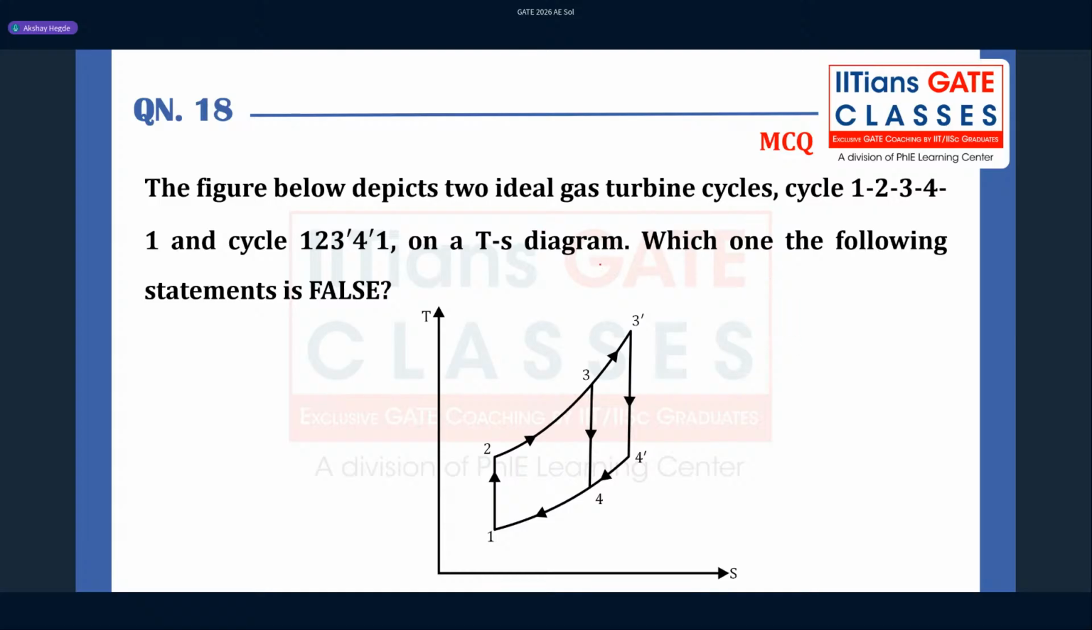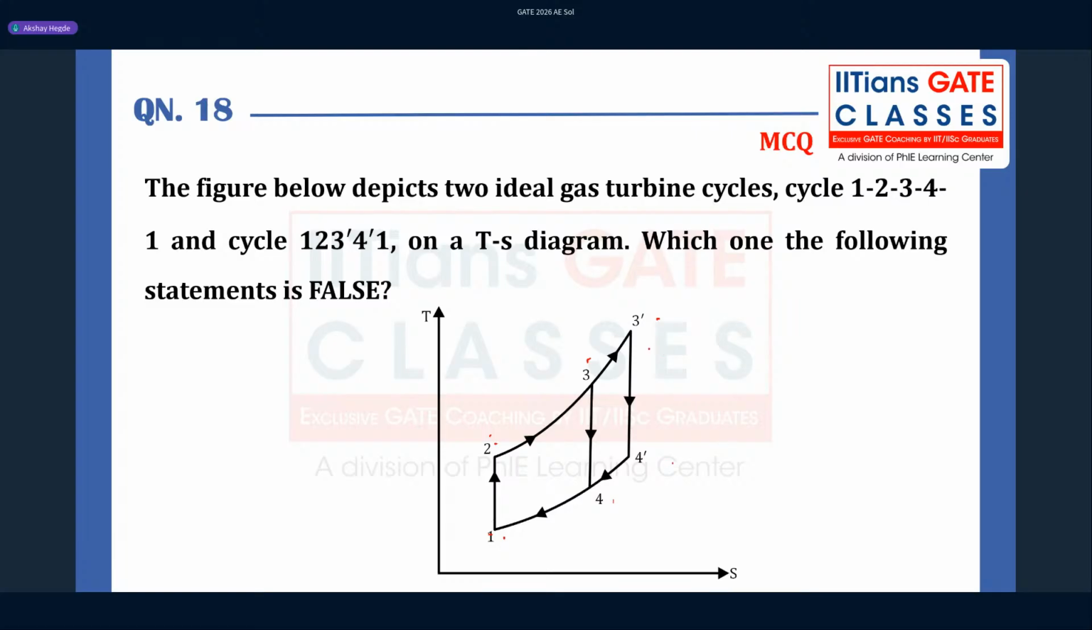What we have here is that the figure below depicts two ideal gas turbine cycles: cycle 1, 2, 3, 4, and 1, that is one cycle. The other cycle is 1, 2, 3 dash, 4 dash, and 1. Which one of the following statements is false? That's what they are asking.